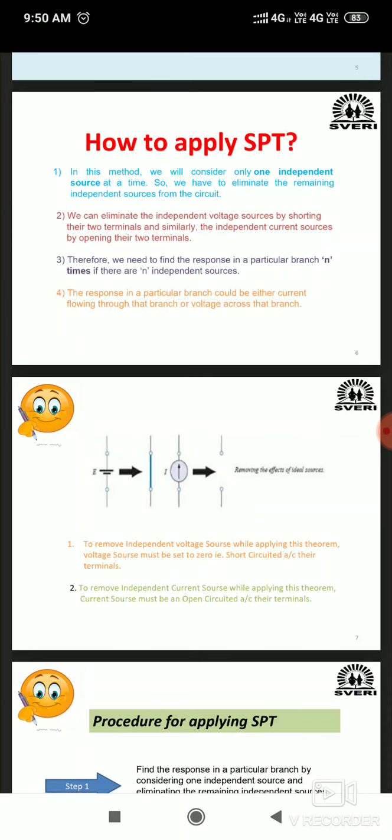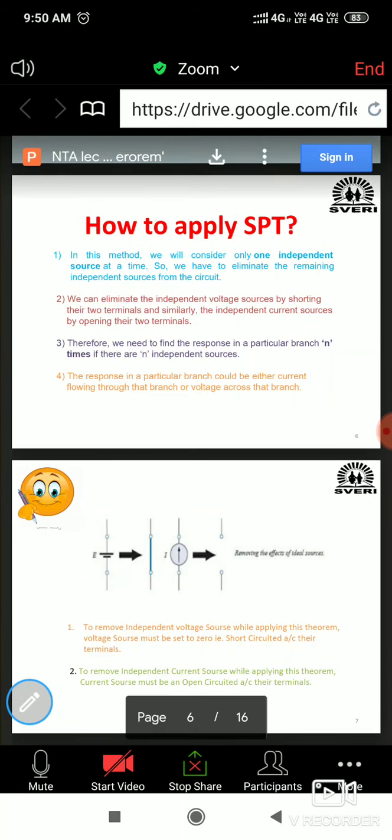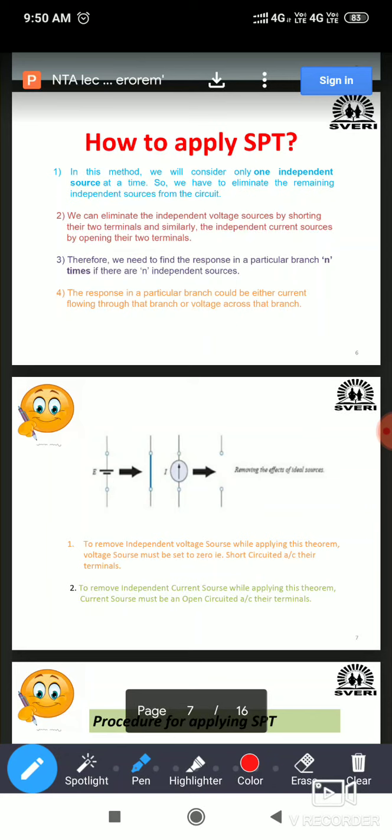So how to apply the superposition theorem. So first point, in this method, we will consider only one independent source at a time. ओके. एका वेळेस एकच इंडिपेंडंट सोर्सेस घ्यायचं आणि बाकीचे काय करायचे तुम्हाला नॉन ऑपरेटिव्ह. नॉन ऑपरेटिव्ह मीन्स व्हॉट? Ideal voltage sources you have to make it short and all ideal current sources you have to make it open, but one source you have to consider at one time and eliminate the remaining independent sources from the circuit according to the internal relations.